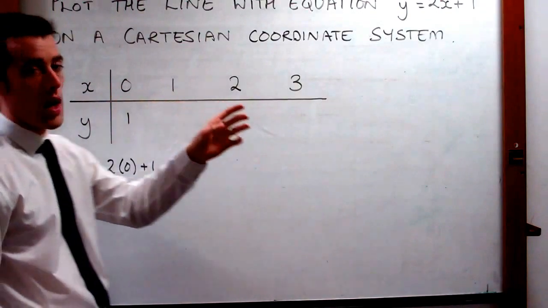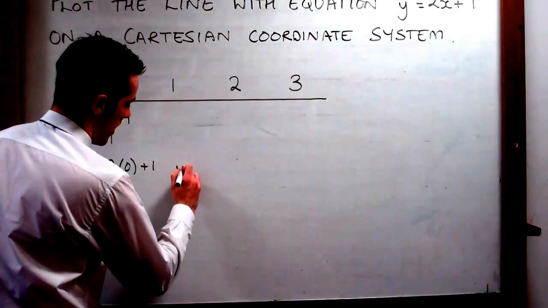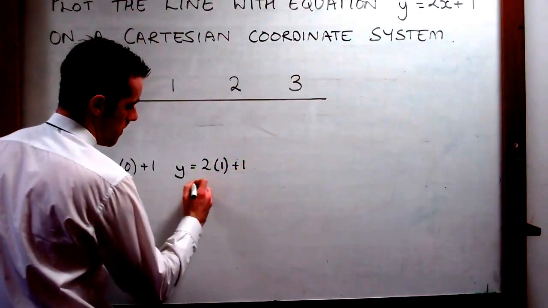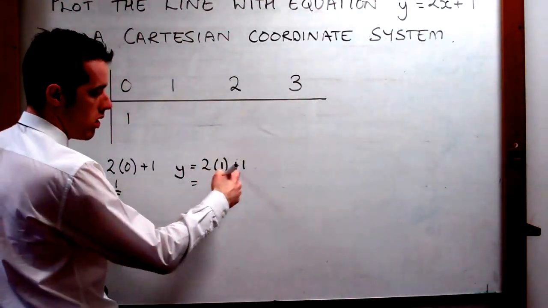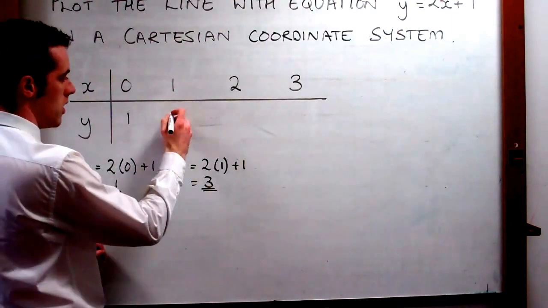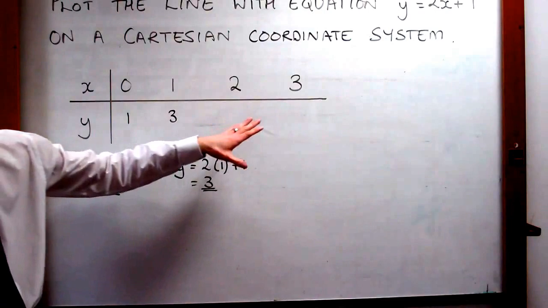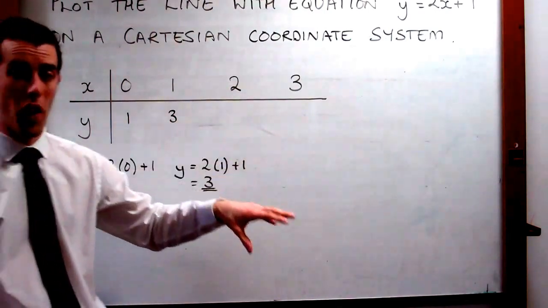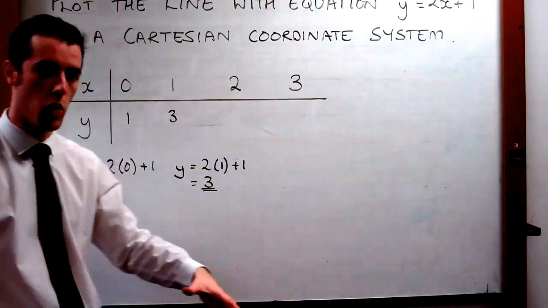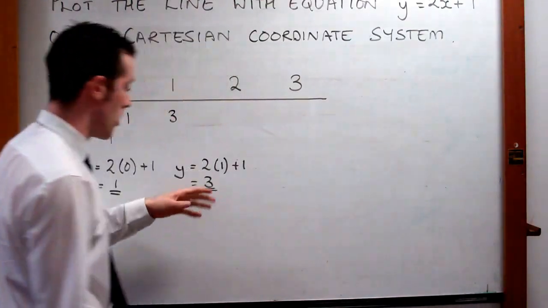So if we have x equals 1 this time, we substitute that in. So y equals 2 times whatever x is, plus 1. So 2 times 1 is 2, plus 1 is 3. So if x equals 1, y equals 3. You can see that as you change the x value, the y value changes as well. And all y is, remember, is 2x plus 1. So we take the x value, times it by 2, and add 1. So it's a really simple formula, but we've just got to work out what the y values are in each case.